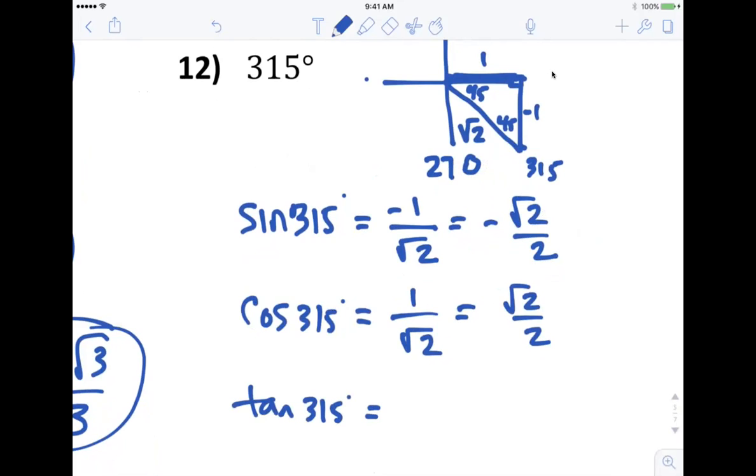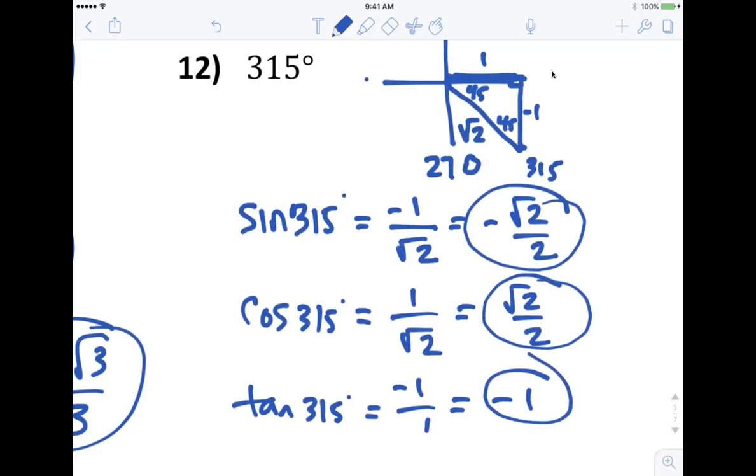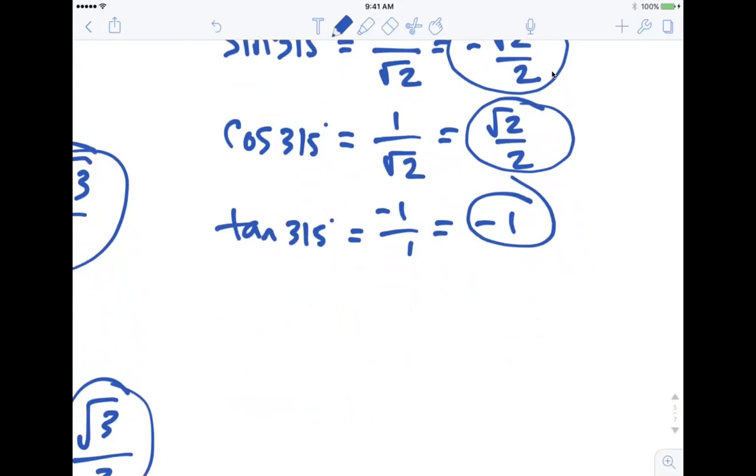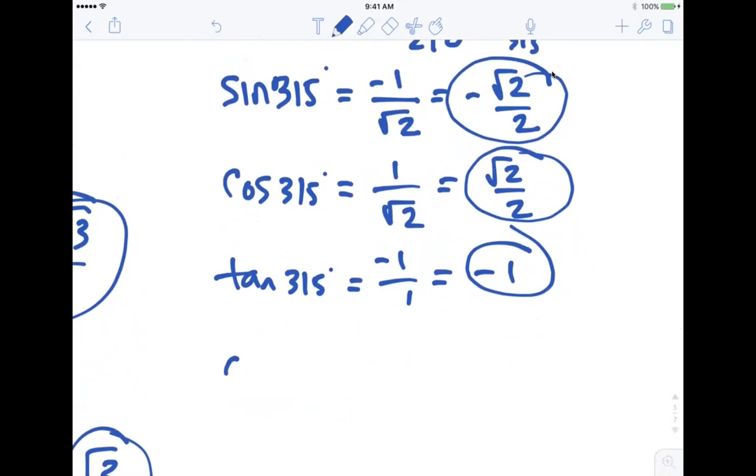Tangent is y over x, -1 over 1. Opposite over adjacent is the other way to see that. So -1. So those are the main three, sine, cosine, tangent. And then for the others, just flip those over, right? So cosecant is the reciprocal of the sine. So that's going to be √2 over -1, or -√2.